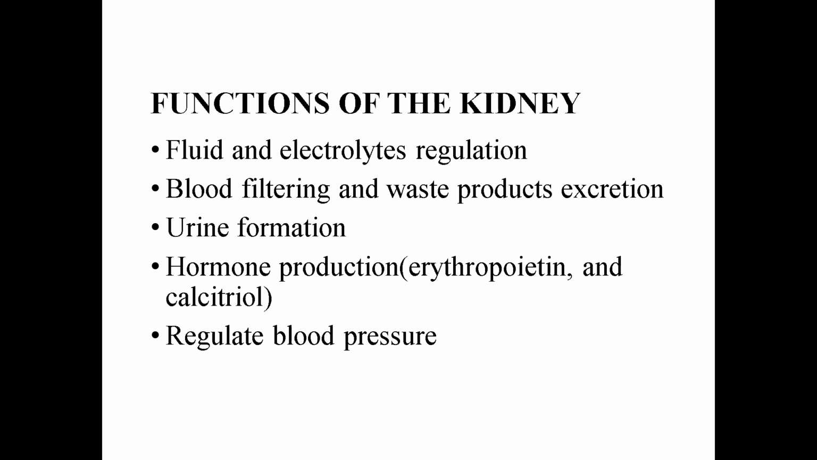Okay. The last function we have is regulating blood pressure. So the kidney regulates blood pressure by, one, excreting excess fluids in urine. The kidney also produces an enzyme known as renin. So this renin initiates the renin-angiotensin-aldosterone system. So this system increases blood pressure. So those are some of the functions of the kidney.